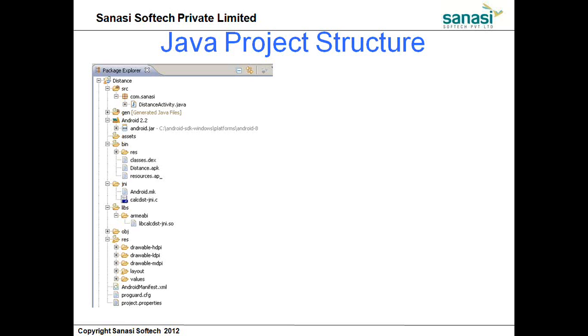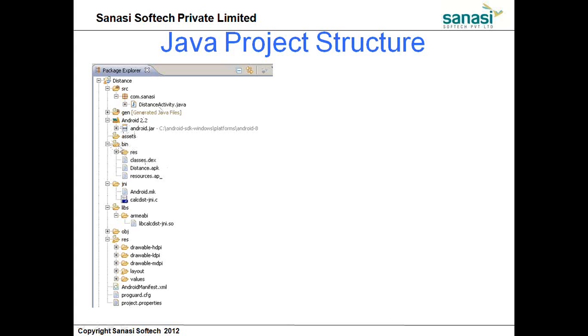All right, so a quick look at the project structure, since in this case we are talking of a native application. As I mentioned, you can clearly distinguish between source code that is in Java and source code that is in a different programming language like C or C++. So as usual, we have a src folder which contains the Java source files. Then we have the usual Android libraries, in this case 2.2.